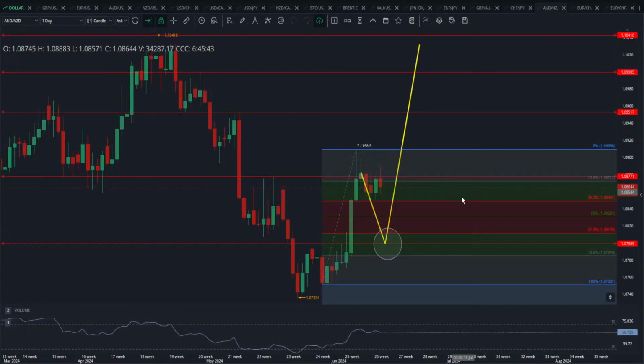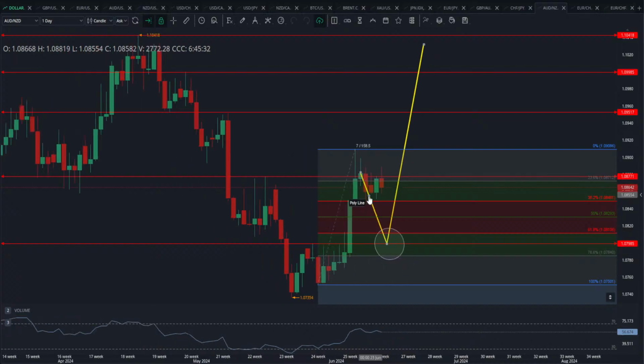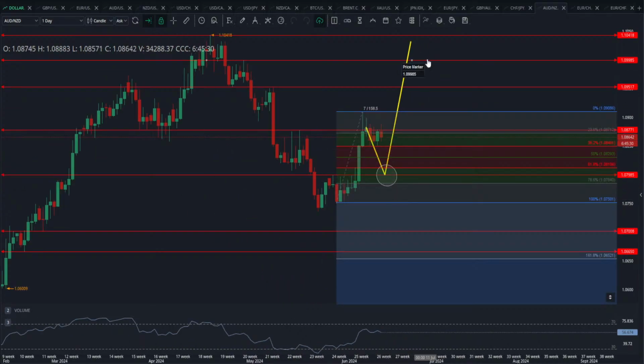That's it. AUD New Zealand, clean downtrend. Thereafter there is a market structure shift. Now I'm expecting the price to go below to the level of 1.0798 to give me an opportunity to go long in this beautiful market where the targets are around 1.1041.